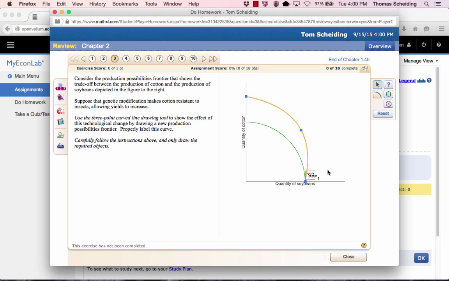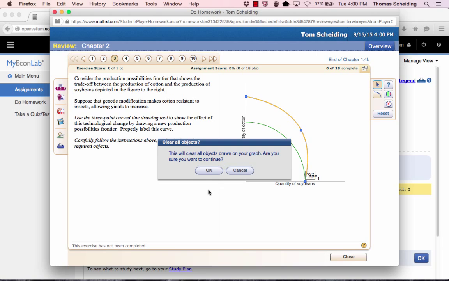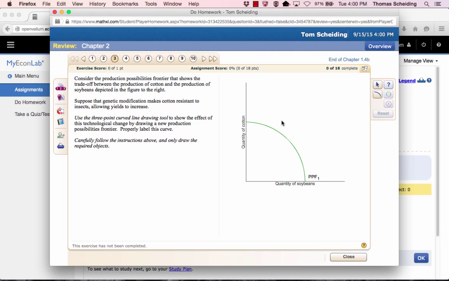We could imagine it could have been the other way, where there would have been more soybeans, but the same amount of cotton, looking something like this. If it had been a genetic change that would have affected only soybeans and nothing else. So these are differential changes.